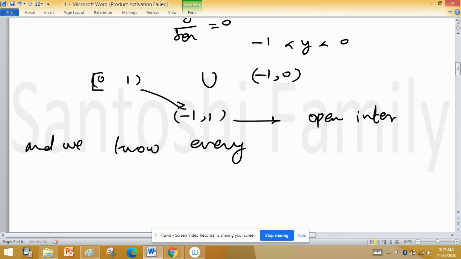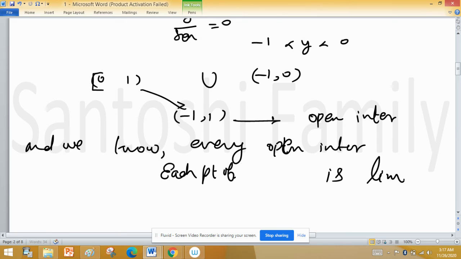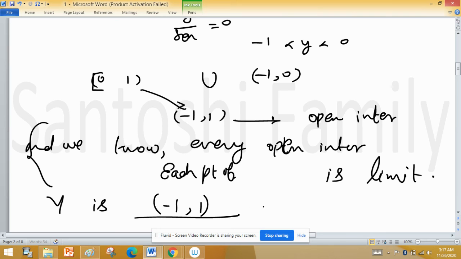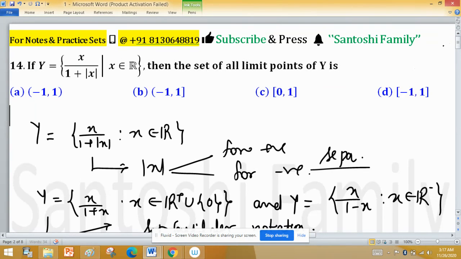And we know every open interval, or each point of an open interval, is a limit point. So the limit point set of y, by this statement, is -1 to 1. It means the open interval -1 to 1. So match this one. It is matching with option A. Option A is our right choice or key.